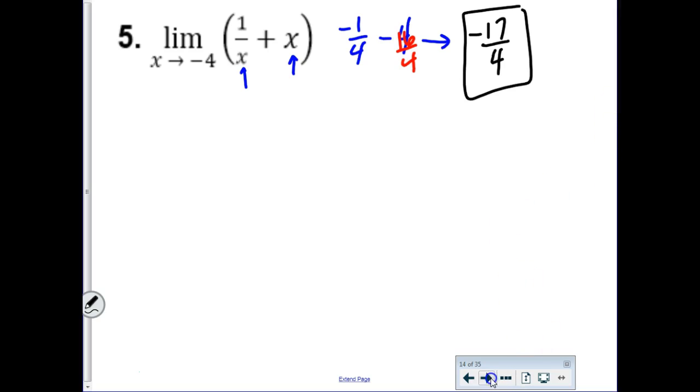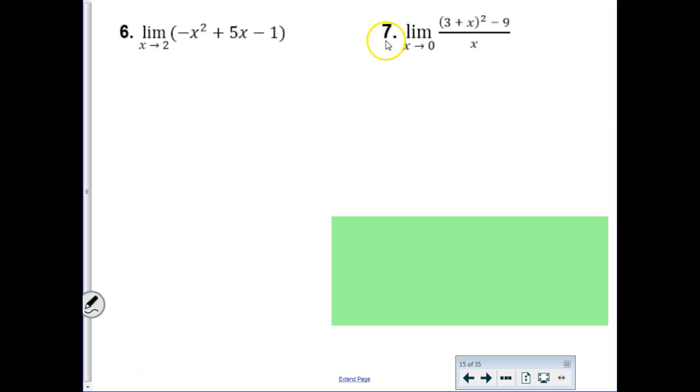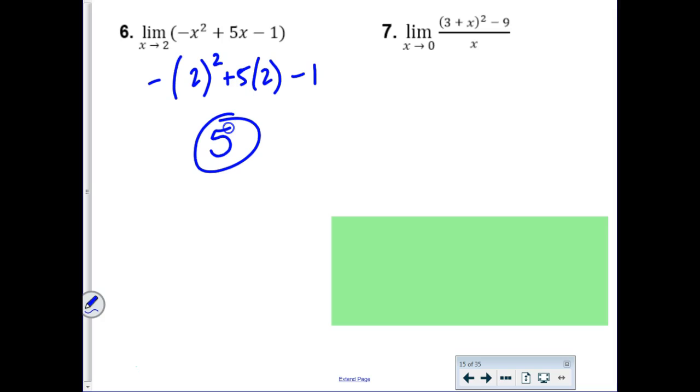Okay, moving on. Number 6. Guys, I'm looking at a polynomial that is continuous. Could you just please directly substitute? Now be careful. The negative is a coefficient. You are not squaring the negative. 10 minus 4, 6 minus 1 is 5. That was some zippy mental math on my end. I've had a lot of coffee today.